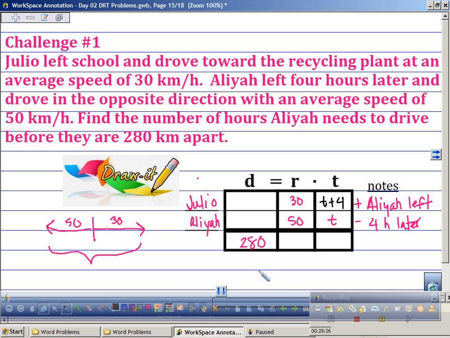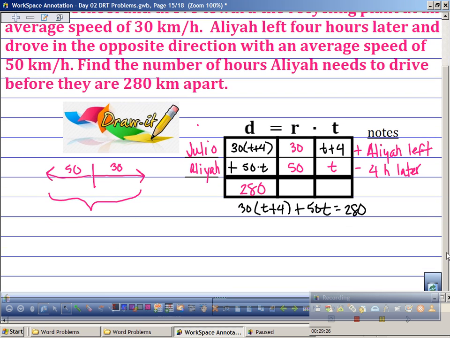Is it double D? Does it look like double D? No. There aren't any D's here, so what do I need to do? What did I do last time? The very first 2 problems. Oh, you just put the 30 times T plus 4 and 50 times T. And if I add those up, I should get 280. 30 times T plus 4 plus 50T equals 280.